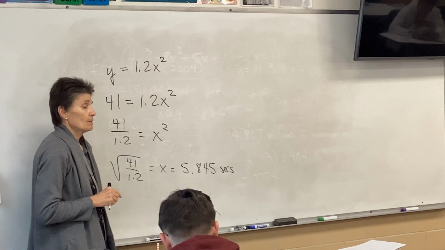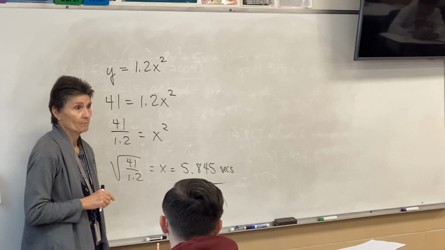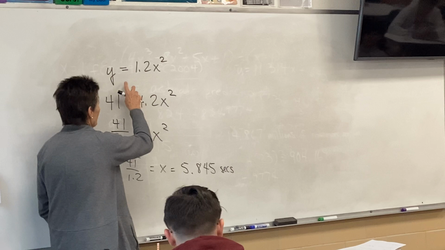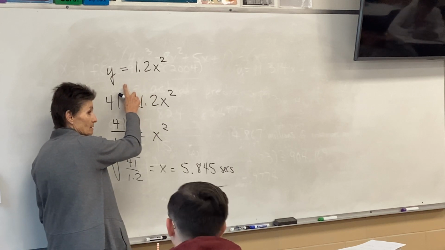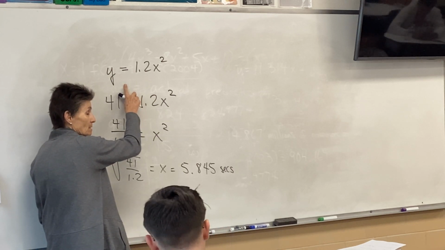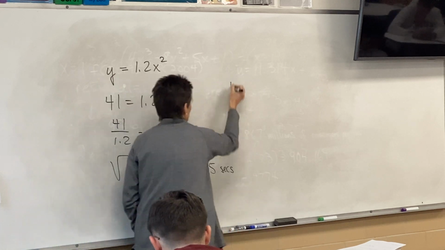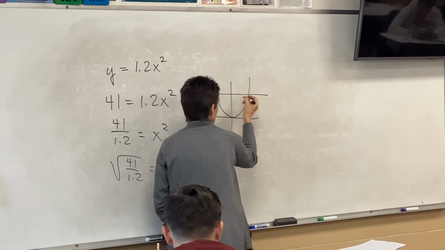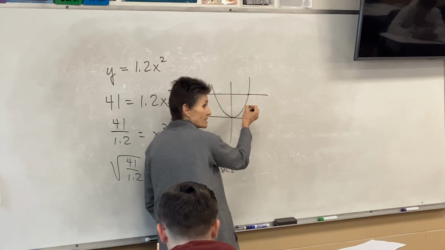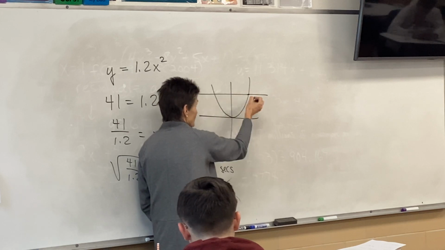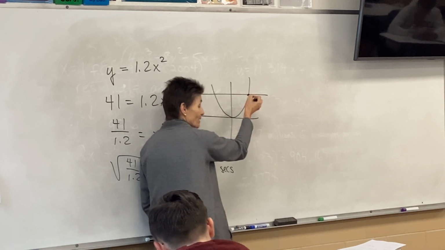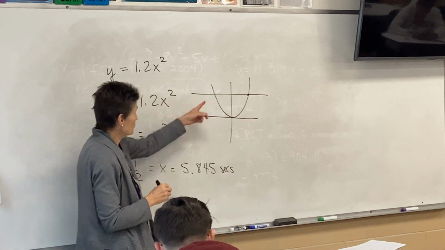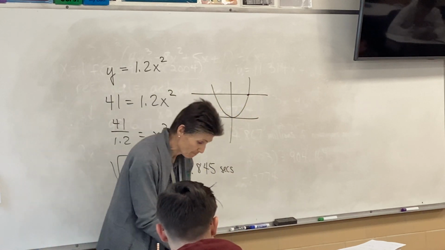Now, could you have done that a different way? What if you graphed this parabola? Could it look like this? Is there a place where it's 41 inches high, or where the ball is 41 up like this? Could you have used your intersect feature on your calculator and found that point? Yep. This one you would have ignored because that's negative time.